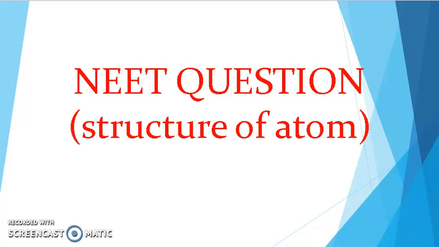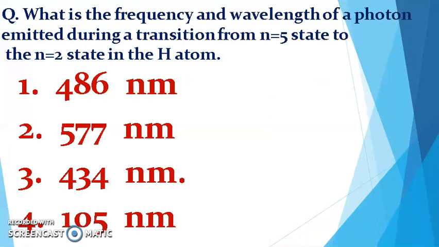So let's go to the first question. The question is, what is the frequency and wavelength of a photon emitted during a transition from n equal to 5 state to n equal to 2 state in the hydrogen atom?